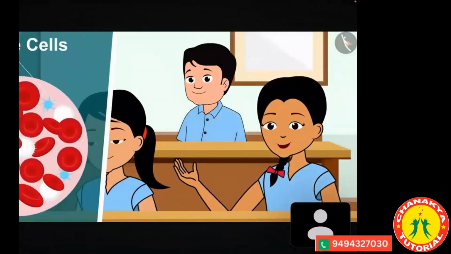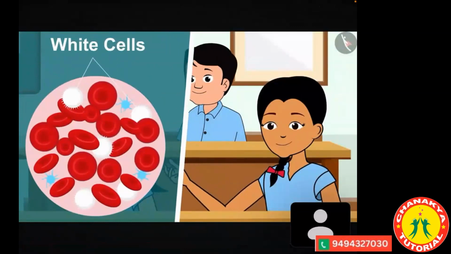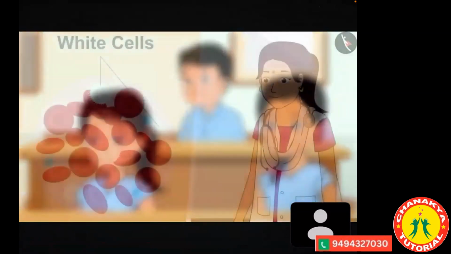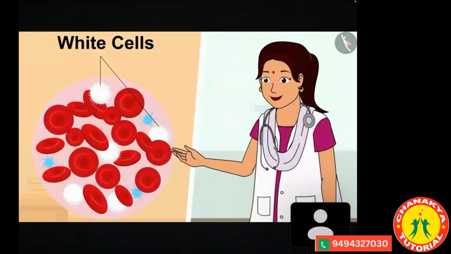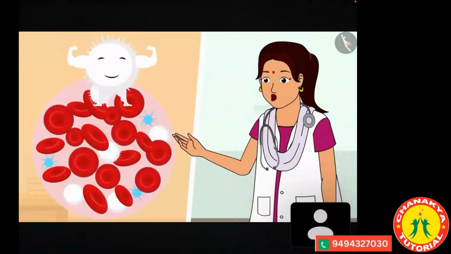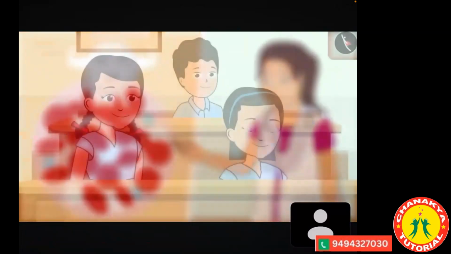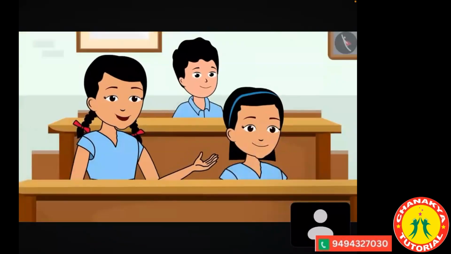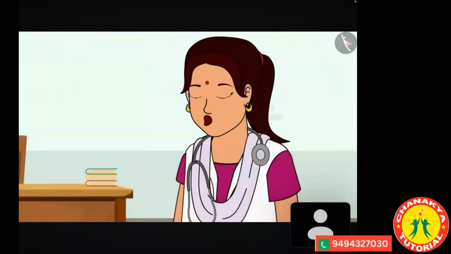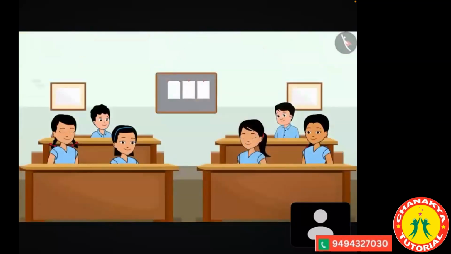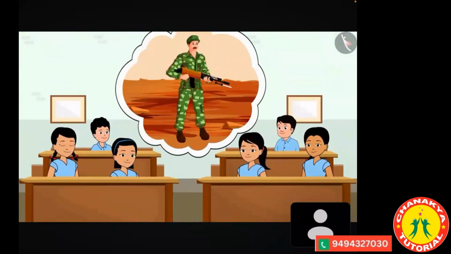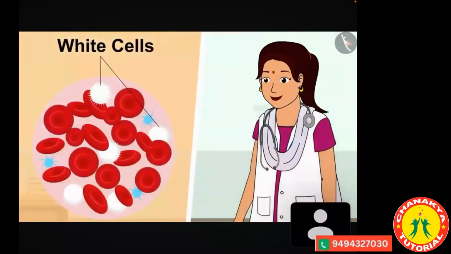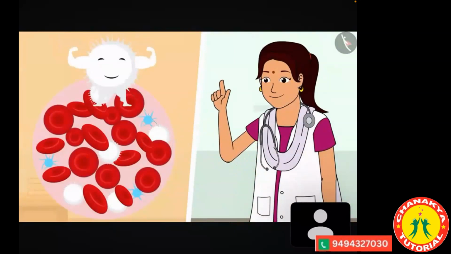My sister had told me that along with red blood cells, there are white blood cells also present in the blood. Yes, children, the blood also consists of white blood cells or WBCs. They are also known as soldiers of our body. The soldiers of our body? Why is that? What do the soldiers do? They protect our country. Yes, similarly, the white blood cells, also known as the WBCs, help our body fight with various diseases.